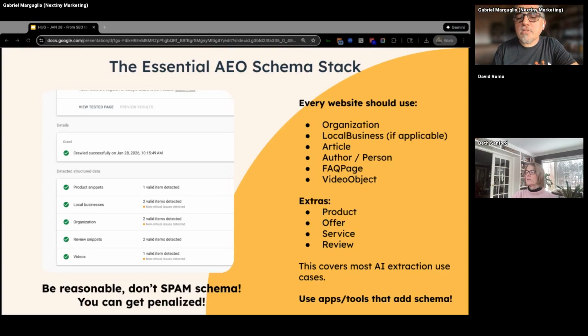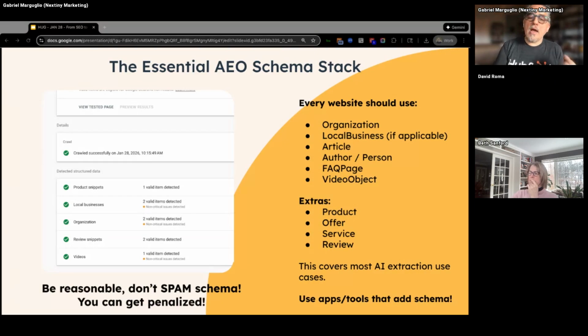So I see some questions here. Does organization and local business schema go on every page or just certain ones? Great question. I would put those two on every page. I wouldn't have a problem with that. That's not stuffy. Now, you don't have to put it on every blog and every FAQ, but all your main pages should definitely have local business and organization.